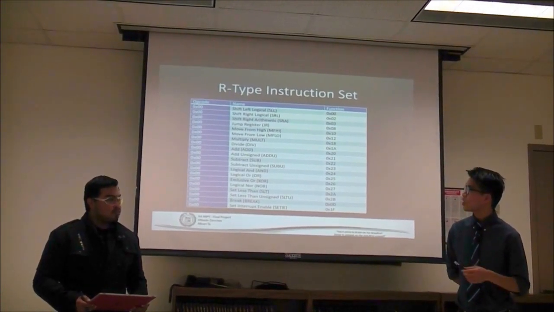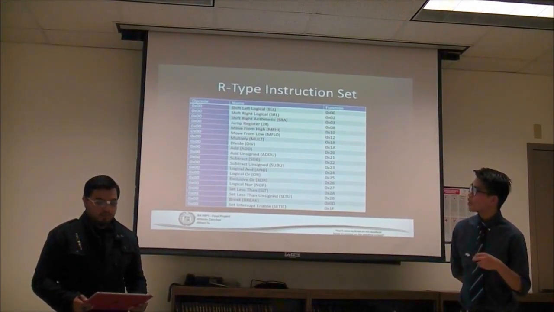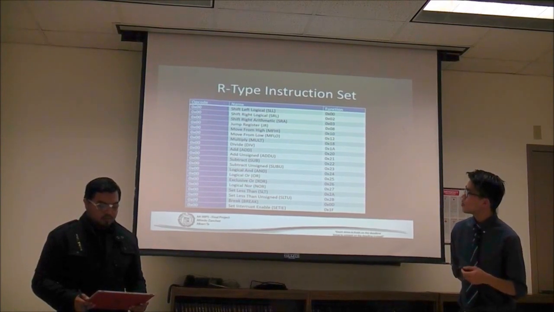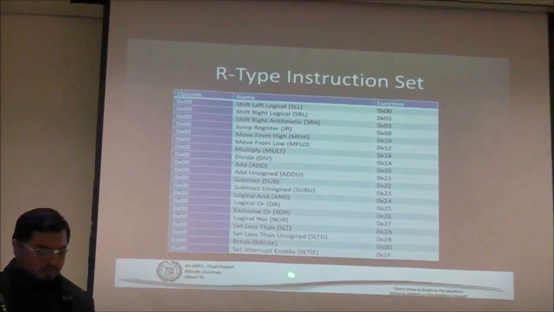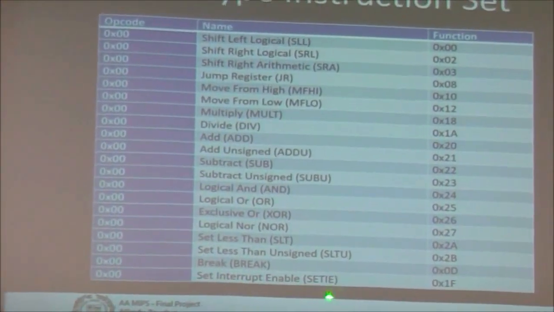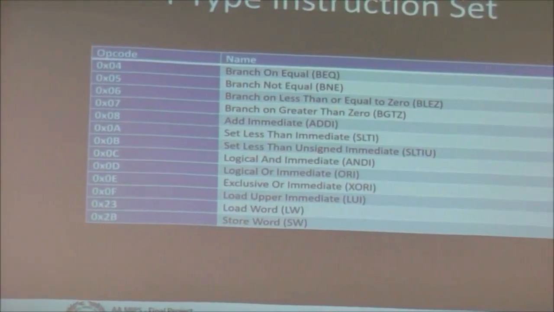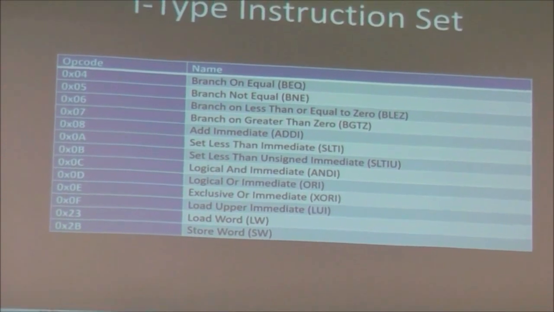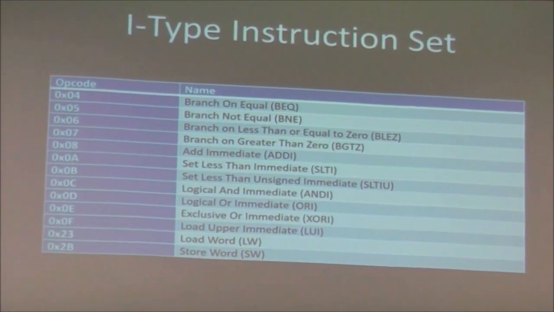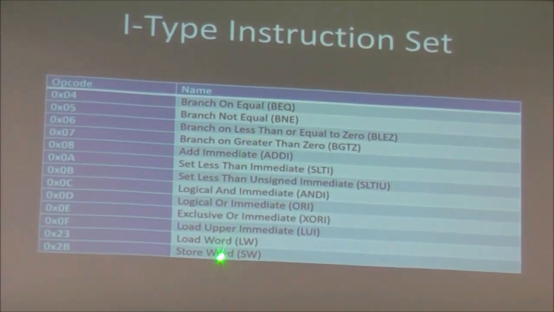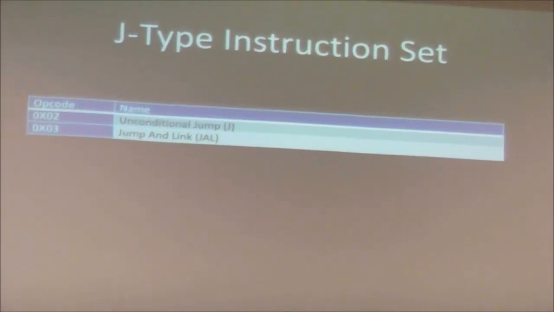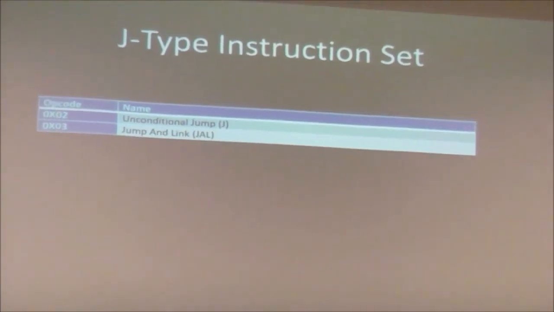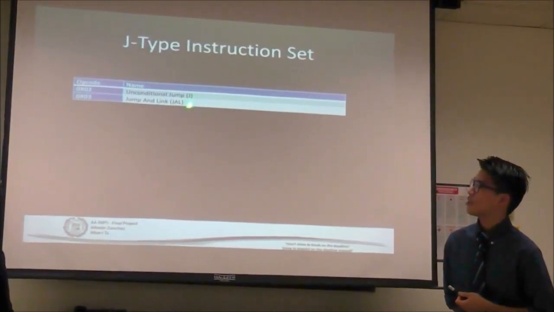So for our R-type instruction set, we have the baseline instructions starting from the shift left logical, going all the way down to break and set interrupt enable. Our next is the I-type instructions. We have the branch equal all the way down to the store word. And the J-type instructions, which are the unconditional jump and the jump and link.